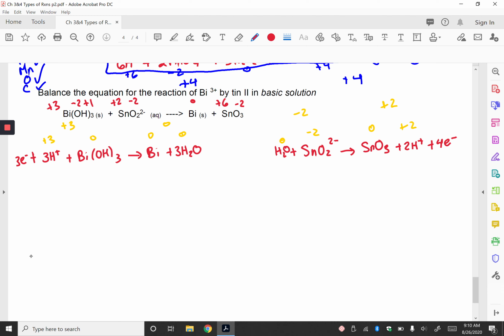So how do I do that? I have 3 electrons here, 4 electrons there. So I would need to multiply this by 4 and this one by 3. And I'll rewrite that.